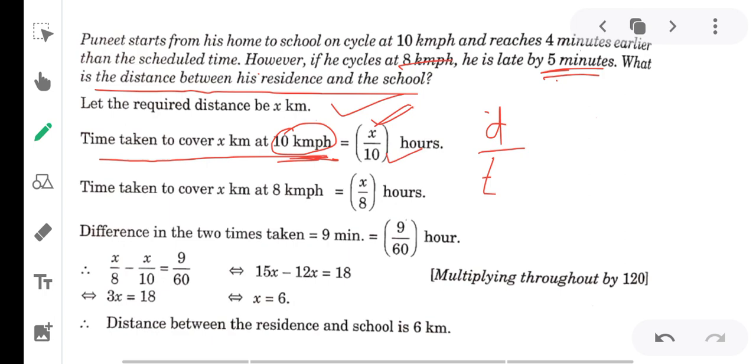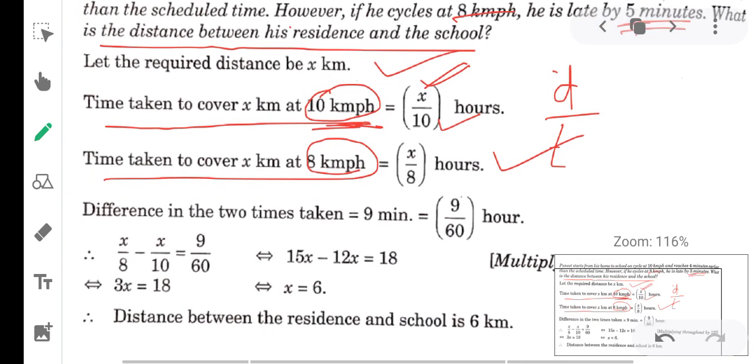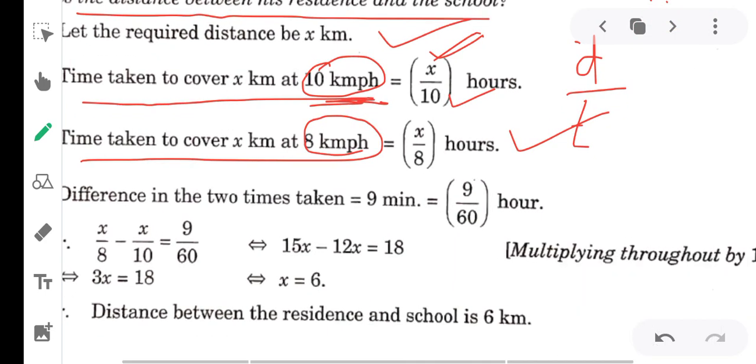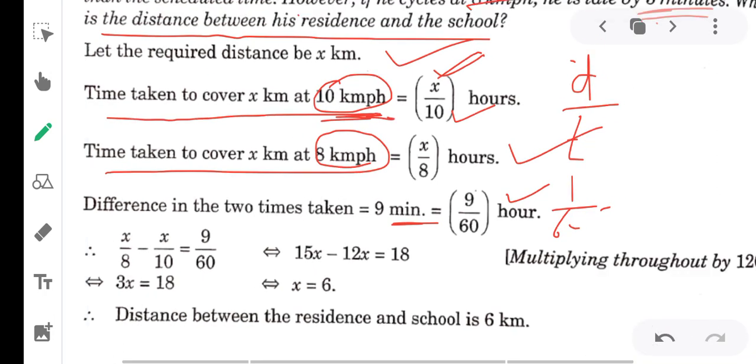Like that, the time taken to cover x kilometers at 8 km per hour will be x by 8 hours. Up to this clear? Now as I told you, the difference between two times is 9 minutes. So we can write 9 minutes as 9 by 60 hours, because 1 minute is 1 by 60 hour. Now the difference between two times means x by 8 minus x by 10 equal to 9 by 60. Clear?